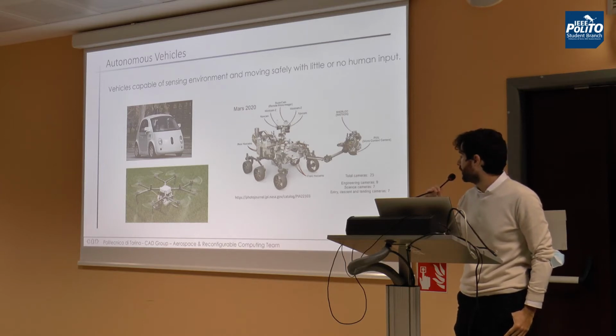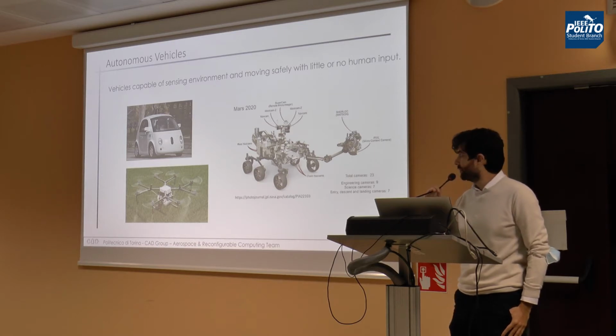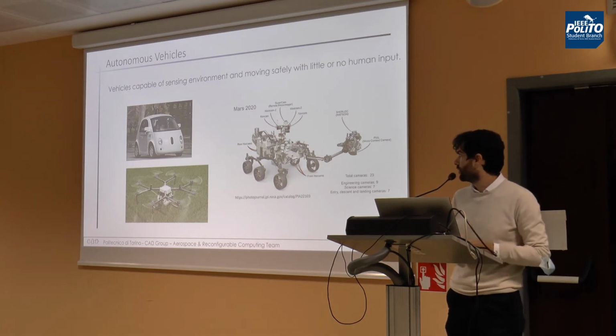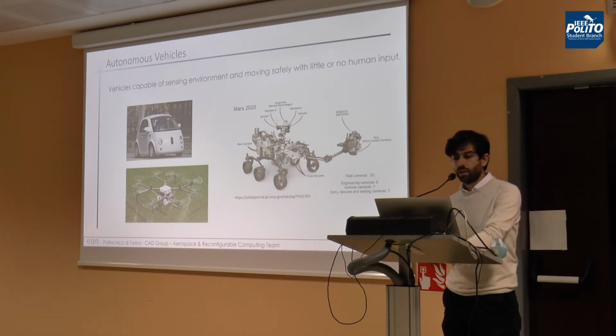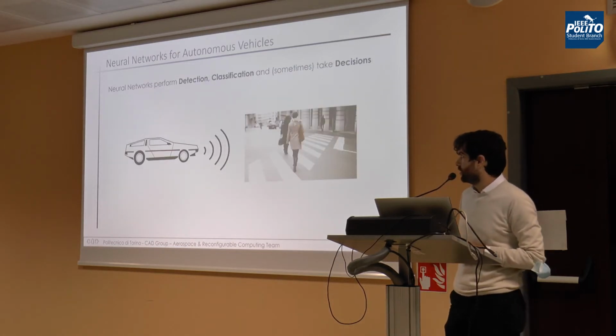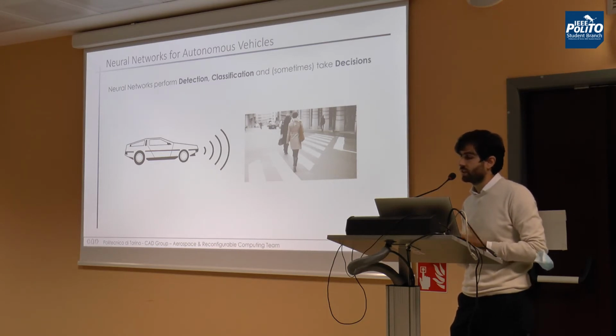Perseverance, which last year landed on Mars. Formally, autonomous vehicles are vehicles capable of sensing the environment and moving safely with little or no human input. The sensing of the environment is performed by cameras and radar and so on, so by sensors basically. But for moving safely in space, we need to understand what is sensed by the sensors. For this task, usually we rely on neural networks. The idea is to use neural networks to perform three main tasks: detection, classification, and sometimes also taking decisions.